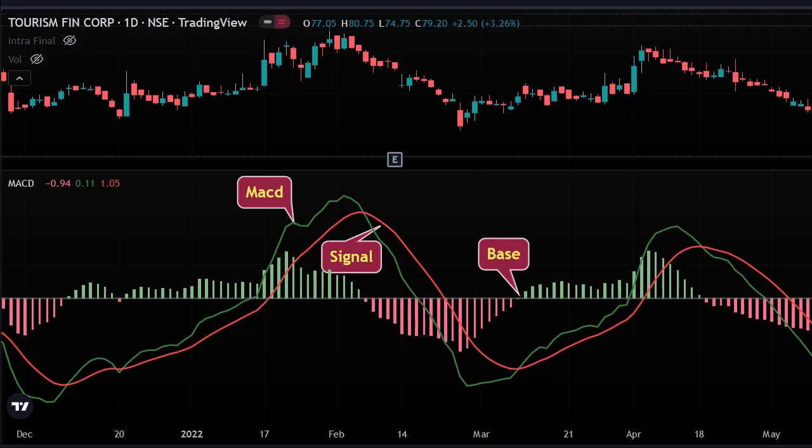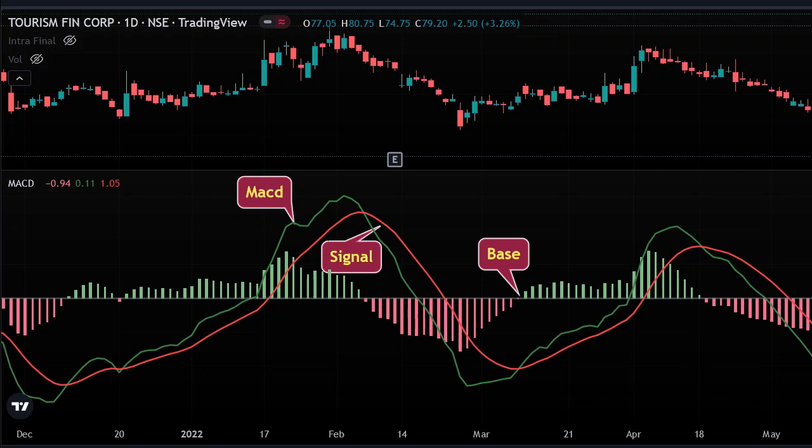Today we will talk about a new indicator known as MACD, which actually is a moving average convergence and divergence. MACD is a combination of two moving averages, and based on a particular formula we observe the convergence and divergence of those moving averages.